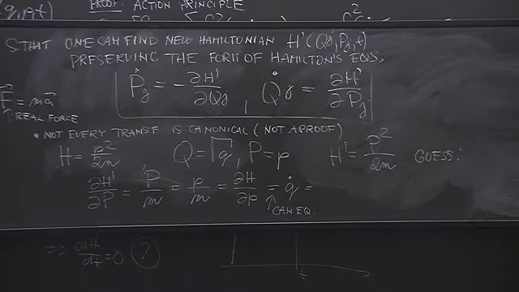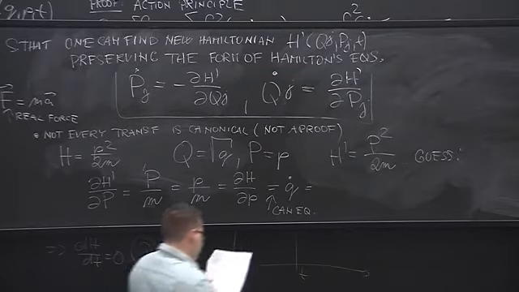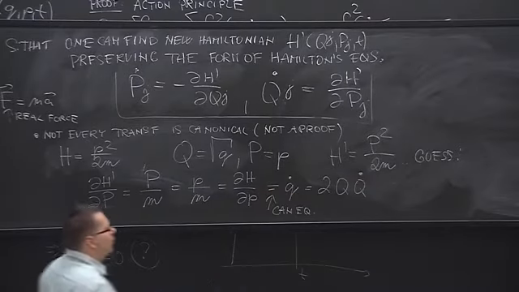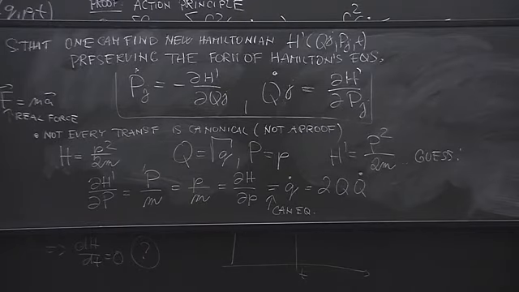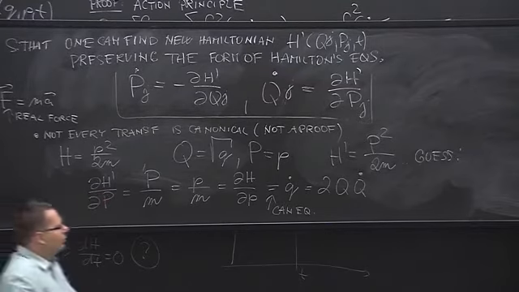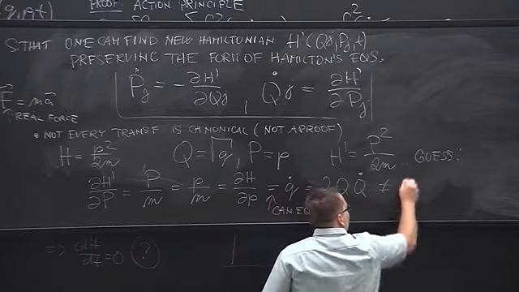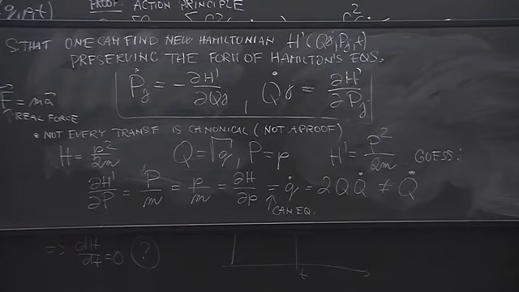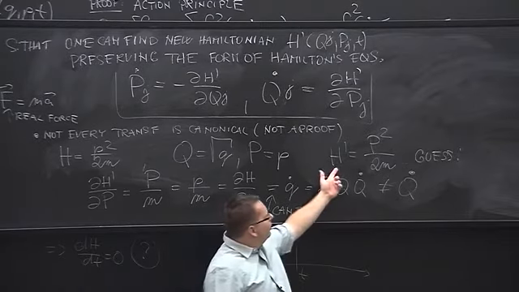But small q is capital Q squared. So q dot is 2 times Q dot. But if this were a canonical transformation, this would have to be equal to capital Q dot. But it's not. So this sort of heuristically shows you that this probably is not a canonical transformation. This is not a rigorous proof. I haven't shown you that really this is the right H prime.